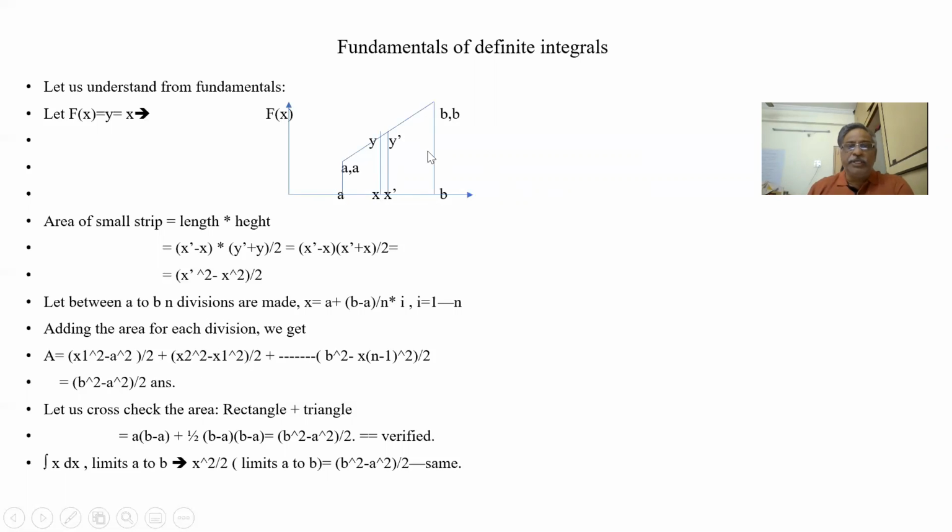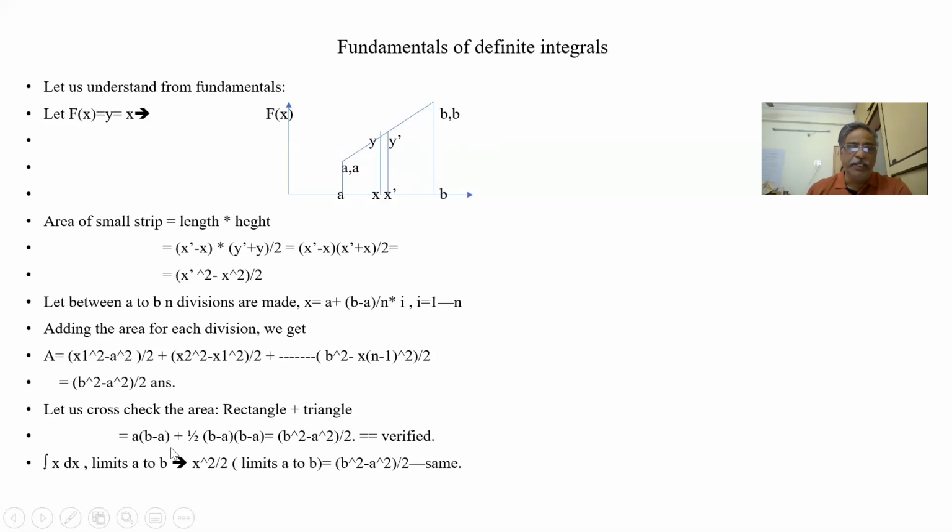Let us cross check the area. We know the rectangle area is a into b minus a. And the triangle area is half base into height, half into b minus a into b minus a. When we add these two, I get b square minus a square by 2. The same as this. Okay, this is the area of this figure.